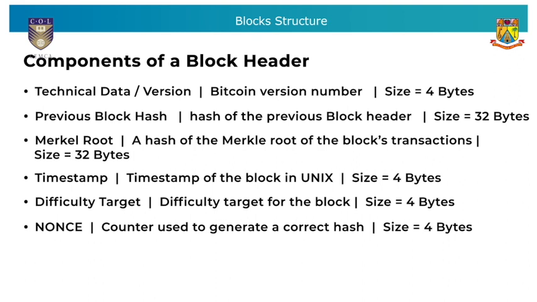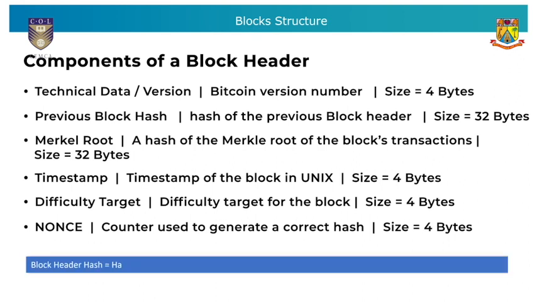Summarizing the above, a block header hash is equal to the double hash of technical data plus previous block hash plus Merkle root plus timestamp plus difficulty target and nonce. Next is the transaction counter in a block, which indicates the number of transactions in that block. Please note that the maximum number of transactions in a block is a fixed number. As soon as the maximum number is reached, a new block is generated.